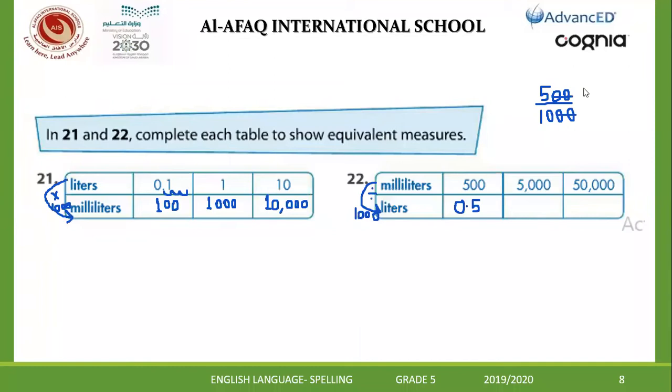Here with me, Reem. Start solving. What about if you have 5,000 milliliters? It will be 5 liters. Great, because 5,000 divided by 1,000 will be what? Just 5. Okay, great job, Reem. Another one.